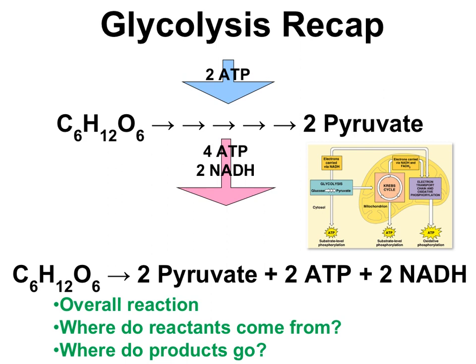All right, let's recap the basics of glycolysis. The overall reaction is here. One glucose reacts to form 2 pyruvates, 2 ATPs, and 2 NADHs. Where do the reactants come from? Glucose comes from the food that an organism eats. Where do the products go? Well, ATP is the easy one. ATP is going to be used to do cell work, but pyruvate and NADH have a little bit more complicated of a story.